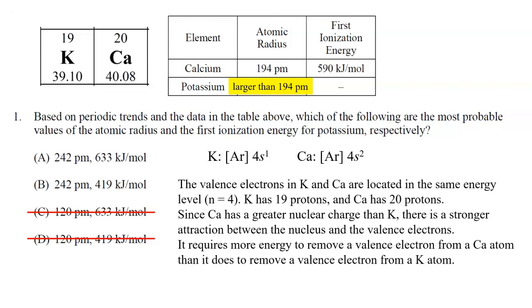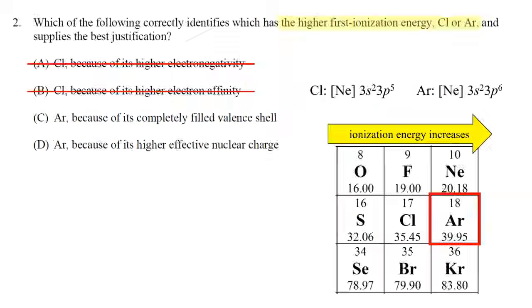And since calcium has a greater nuclear charge than potassium, there is a stronger attraction between the nucleus and the valence electrons. So it requires more energy to remove a valence electron from a calcium atom than it does to remove a valence electron from a potassium atom. So we expect the first ionization energy for potassium to be less than that of calcium, so less than 590 kilojoules per mole. So that makes B the correct answer to this question because 419 is less than 590.